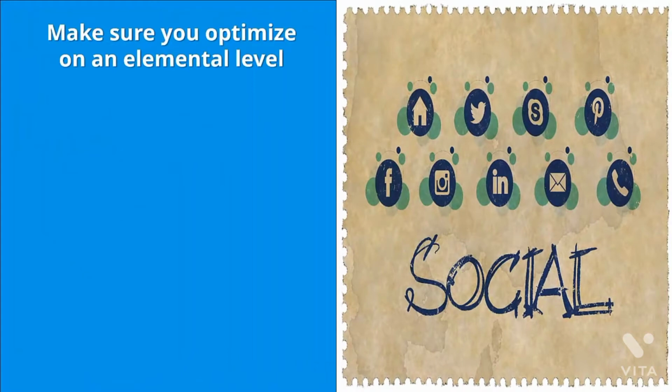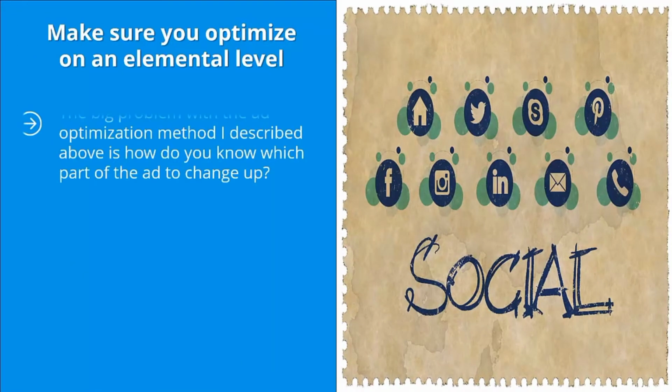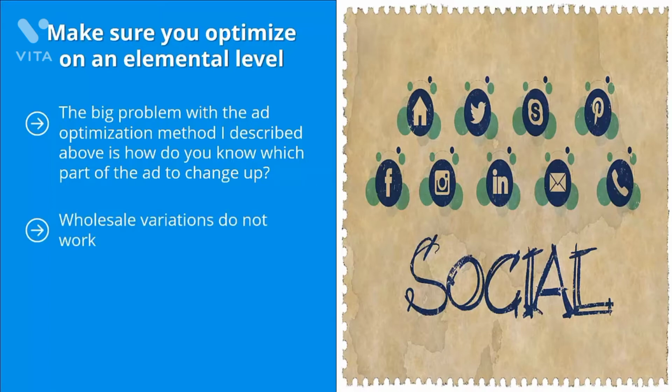Make sure you optimize on an elemental level. The big problem with the ad optimization method I described above is how do you know which part of the ad to change up? How do you know which part of the ad to optimize? Wholesale variations do not work.